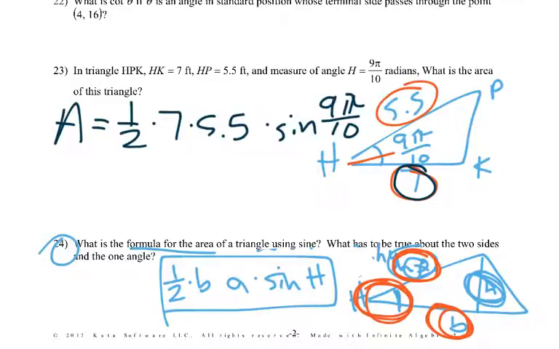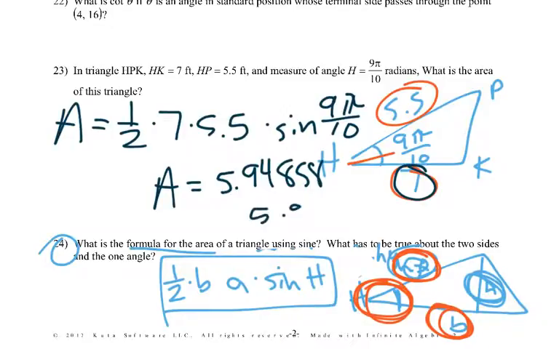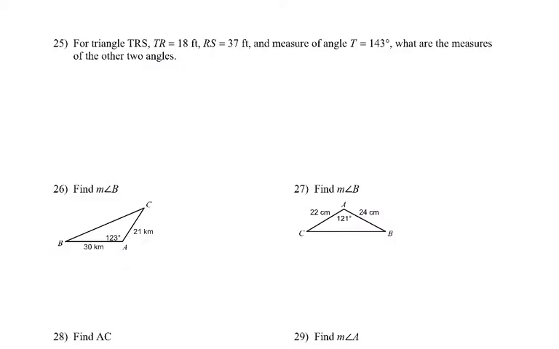Okay, I would go 1/2 times 7 times 5.5 times the sine of, making sure my calculator's in radians and not degrees, 9 pi over 10. When I do that, I end up with an area of 5.94858. So basically 5.95 feet squared. Okay? All right. So, 25.